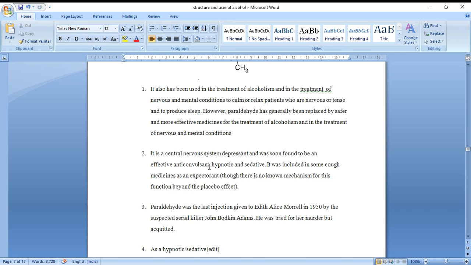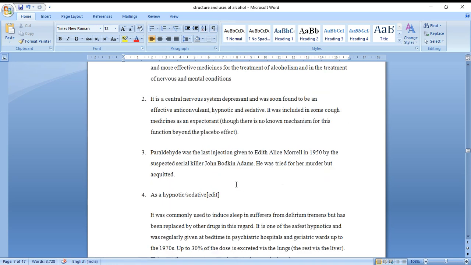So in such cases, it is mainly used as an anticonvulsant, hypnotic and sedative. Hypnotic and sedatives are similar terms, which are mainly used to induce sleep in patients who are unable to sleep. And it is also included in some cough medicine as an expectorant.